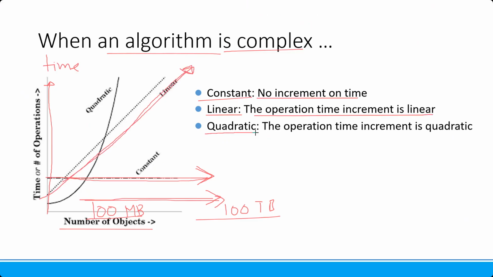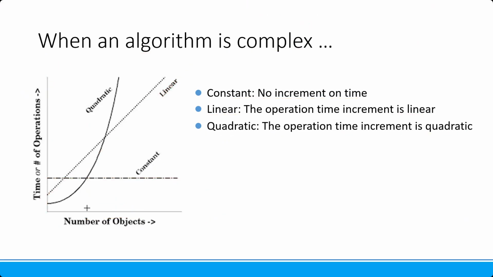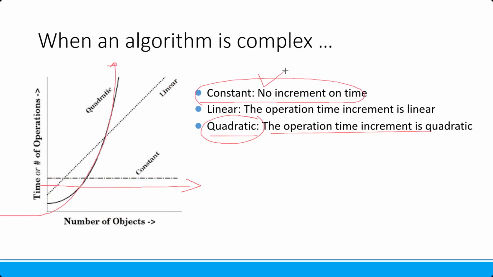Or we have also another complexity, we call it quadratic. The operation time increment is quadratic. It means when the number of objects increases a lot, the time also increases a lot. So this is what we do not want because this is too complex. This is what we want because it is very efficient.